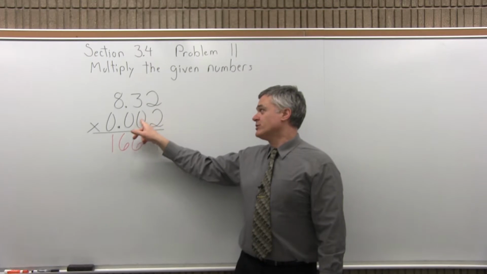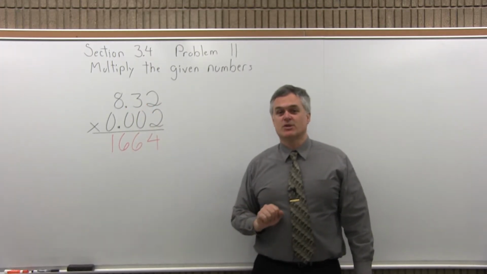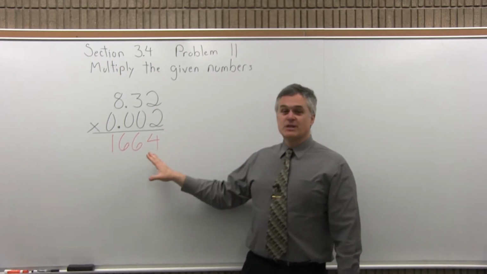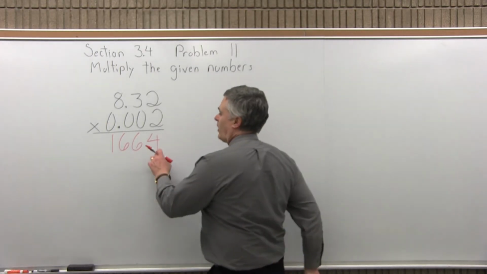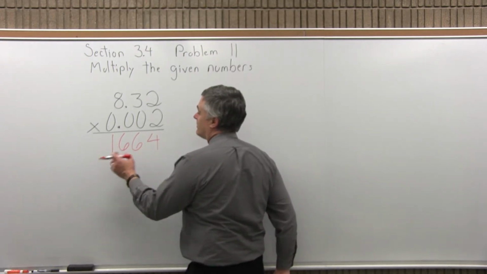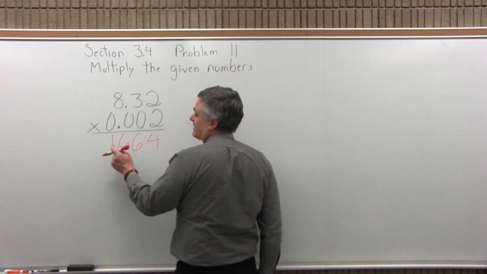Count that up. 1, 2, 3, 4, 5. 5 places after the decimal in the question. So I have to have 5 places after the decimal in my answer. Same number. So 1, 2, 3, 4. We ran out. So what I can do, I have to have 5 places after the decimal in my answer.